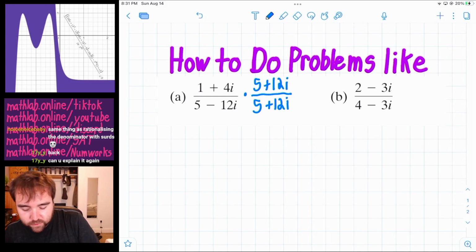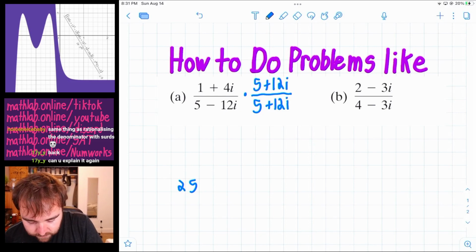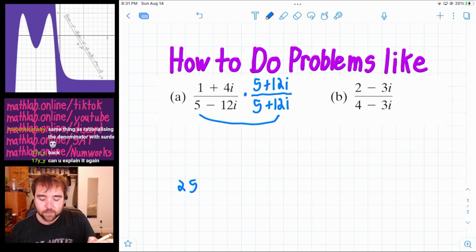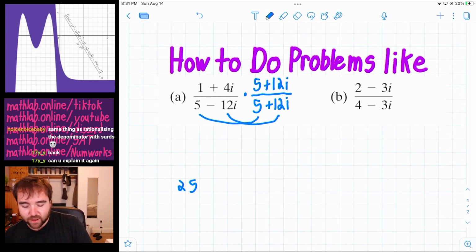And we can see that when we just do this. So we've got to FOIL. We got 5 on the bottom. We got 5 times 5, 25. And then 5 times positive 12i, which is 60i. But then 5 times negative 12i, negative 60i. So positive 60i and negative 60i are canceling out. That's the whole point of the conjugate. But then we still have 12i times 12i. So we have 144 minus 144i squared.